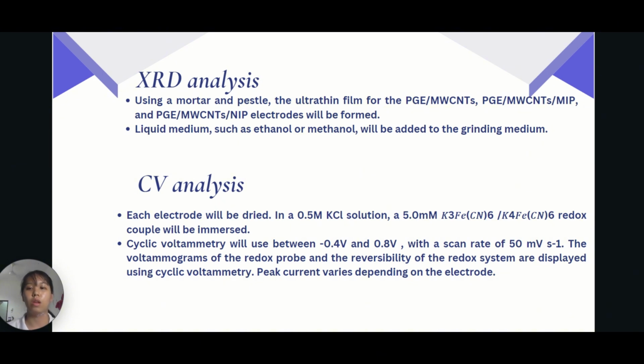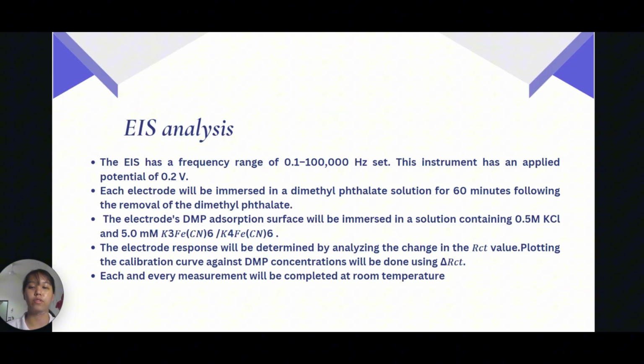Before we start to measure, we need to have the electrode in a dry condition. And 0.5 M KCl solution and 5 mM redox couple will be used for immersion. Cyclic voltammetry will be set between negative 0.4 volt and 0.8 volt. The scan rate is 50 millivolts per second. And also for the EIS, we just set the frequency range. After that, the instrument has an applied potential of 0.2 volt.